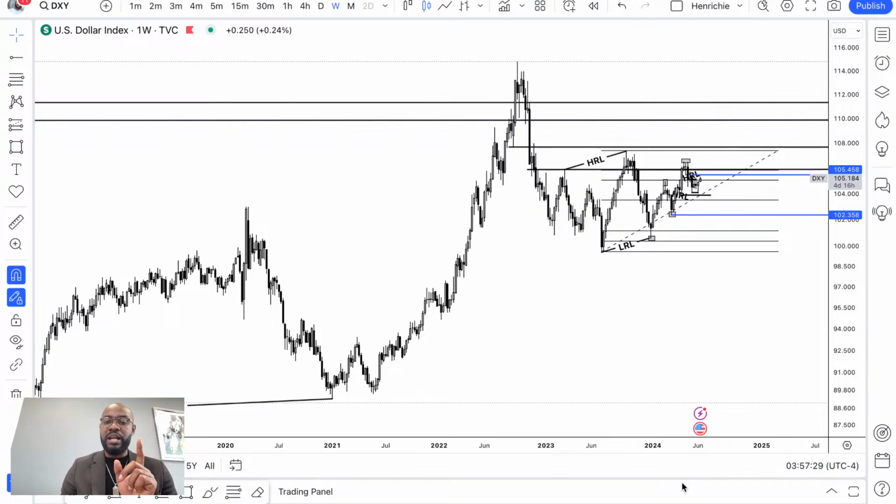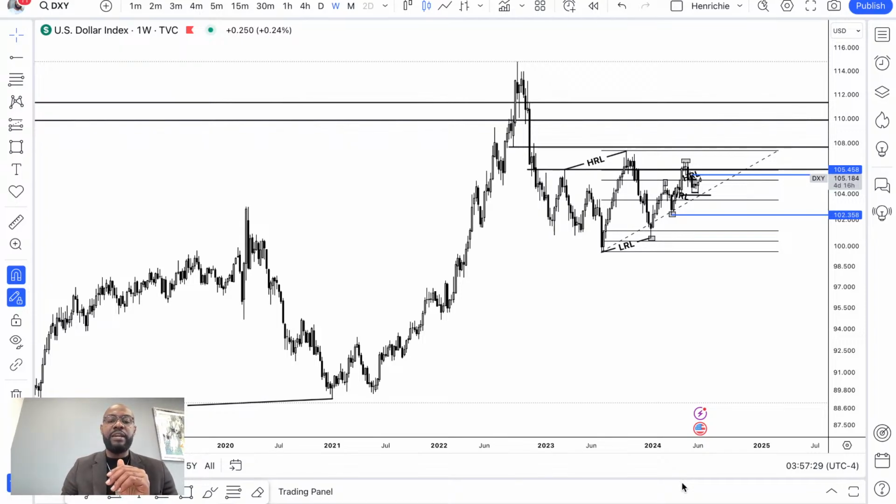Don't forget, we still have an inefficiency here. Two things are involved. It's either price will take this liquidity, continue higher, or it will come down to mitigate this inefficiency. There isn't a certainty that this inefficiency is going to get filled, but it's still a probability that price could potentially want to fill that inefficiency. But that being said, we go to the daily time frame.